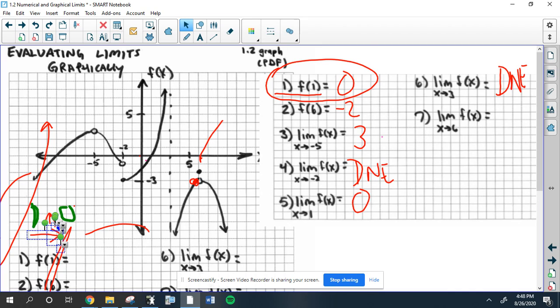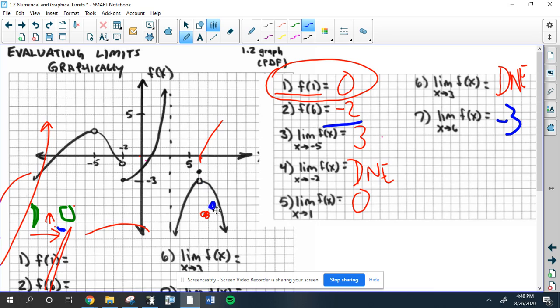On the other side, from the right, we're approaching 6, approaching 6, approaching 6. Don't get there, so stop right before it. See if they match. And they do. They match at -3. Even though the actual value at 6 is -2, the limit as x approaches 6 is -3.